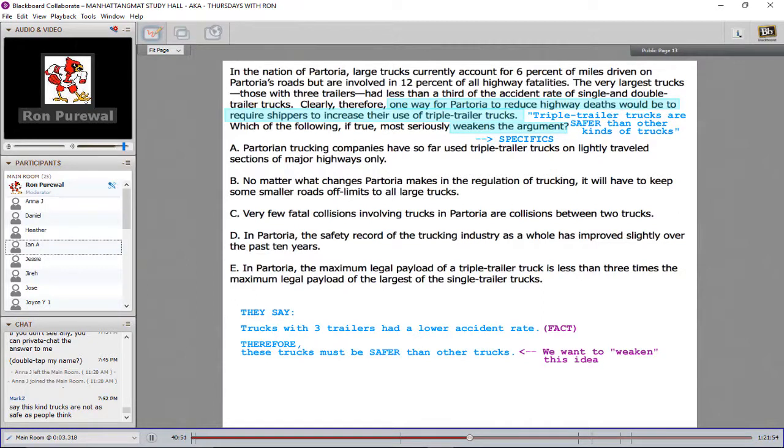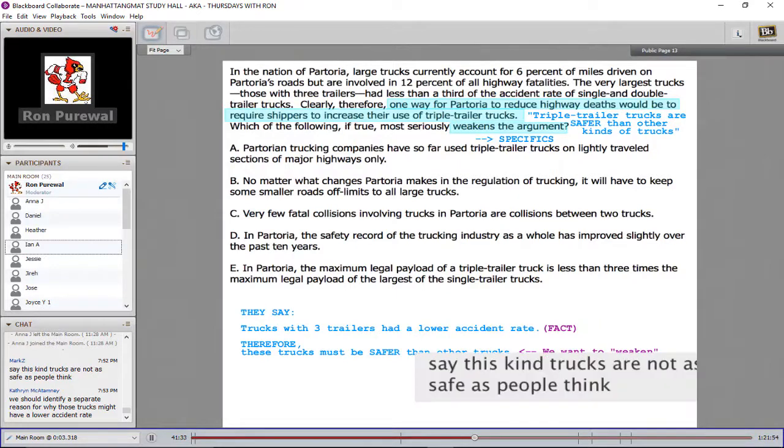Okay, so say they're not as safe as people think, but you can't just say that, because you still have this statistic. You still have to do something with that. Don't forget what these arguments are. They're not going to just contradict what they have said. There's a couple of things that are important to say about this. What Catherine said is exactly correct, so we'll get there in a second.